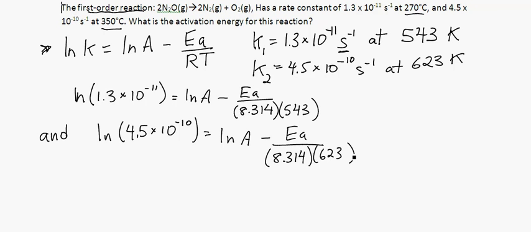Okay, now we know that the natural log of A is the same in both situations. It's the Arrhenius constant. So we're going to rewrite this to get rid of natural log of A. So we're going to combine these equations and get rid of this term. And how I'm going to do that is I'm going to subtract the larger equation by the smaller equation. I'll do that in the next video.